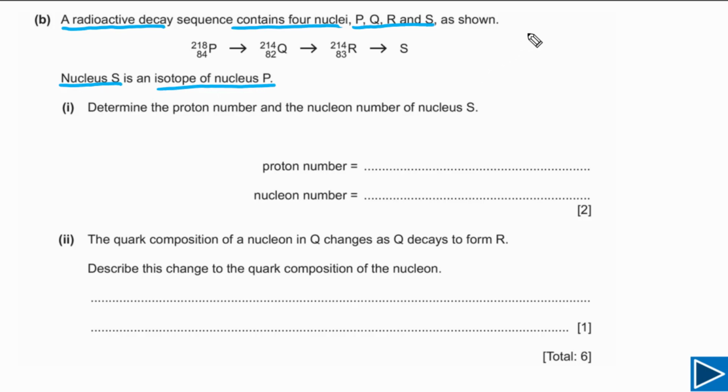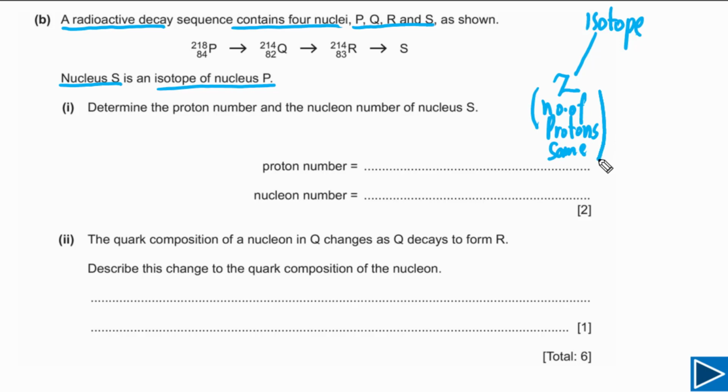First of all, let's try to understand what is isotope. Isotopes are atoms of the same element with same number of protons. Means isotopes, they have the same atomic number, or simply we can say they have the same number of protons. So this is first thing we need to understand. Isotopes, they have the same number of protons, or they have the same atomic number.